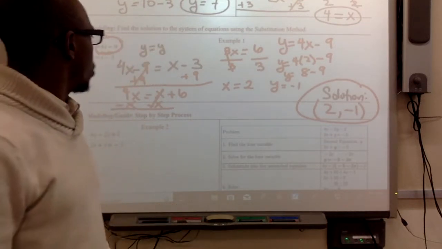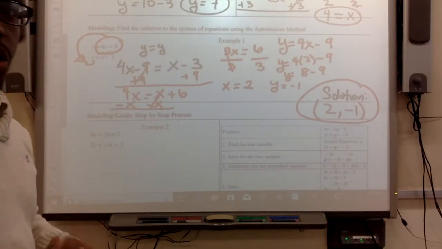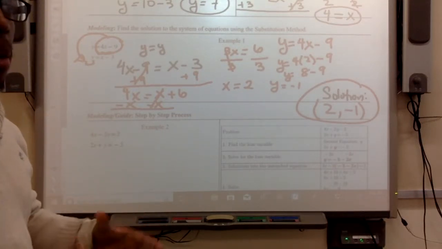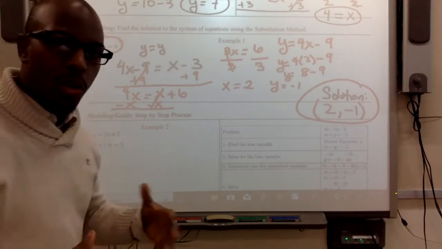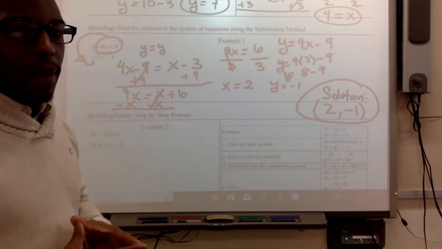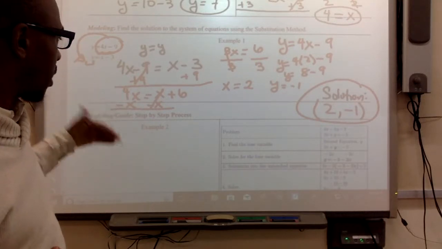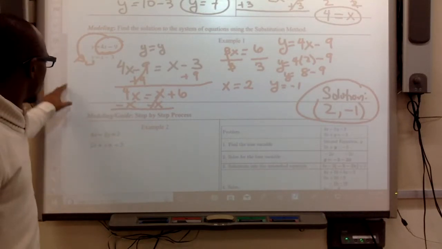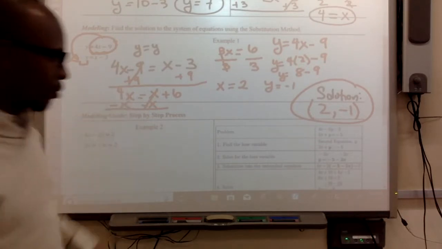Okay? Let me do one more with you. Hopefully you'll see how to do it when the numbers don't look like they're going to work. The coefficients look a little weird. They don't look as simple as y is equal to. Because I didn't have to just use y equals. I could have done something else, like in example 2. So in modeling example 2, I just moved over there.